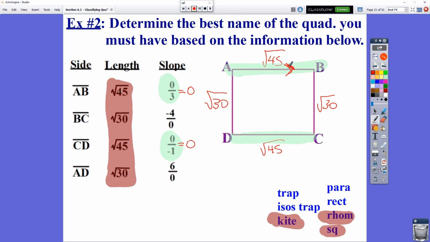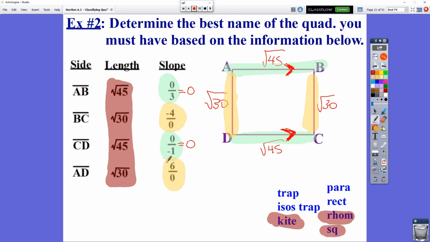So I can put some parallel line markings here. So I do have one set of parallel sides so far. Now, can I throw out any of these just because I have one set of parallel sides? I cannot yet, because all of these, by definition, have at least one pair of parallel sides. So then we go look at the other set of parallel sides. Not parallel sides, sorry. The other set of opposite sides is what I should have said.